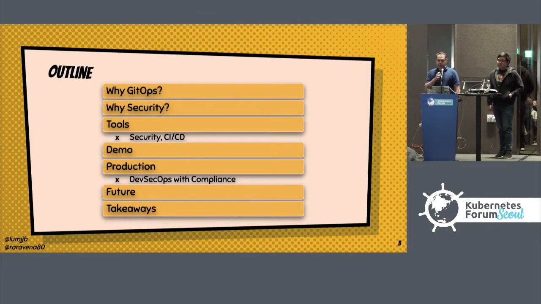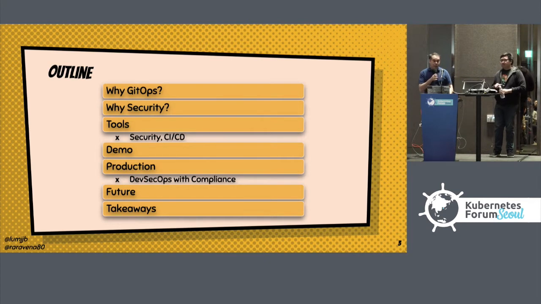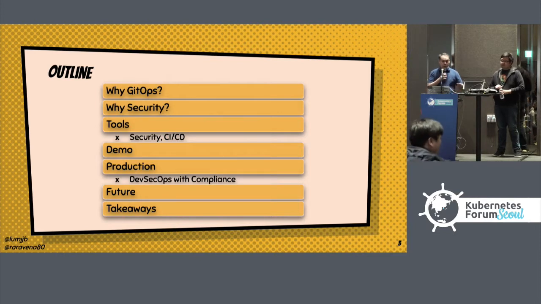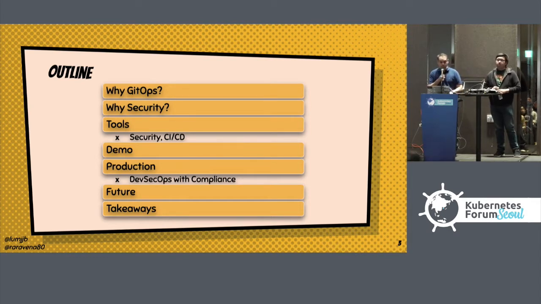Some of what we'll talk about today, we'll briefly touch on why GitOps is important. Then we'll talk about why security is important in the GitOps context. Then we'll talk about the tools, how you can put it all together with CI/CD, and how you can add security with some security tools. Then we'll briefly give you a demo of pipeline an encrypted container image. Then we'll talk about what it may look like in production, having a full pipeline with DevSecOps and compliance. And we'll talk about what it may look like in the future, and then we'll finally give you some takeaways.